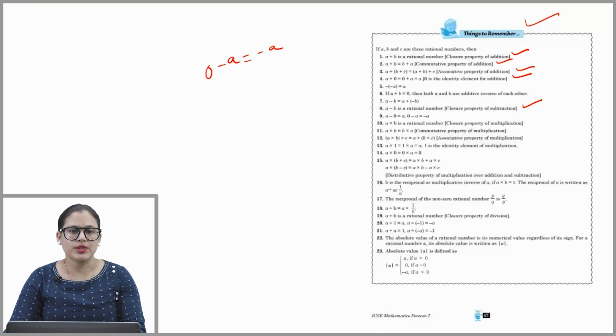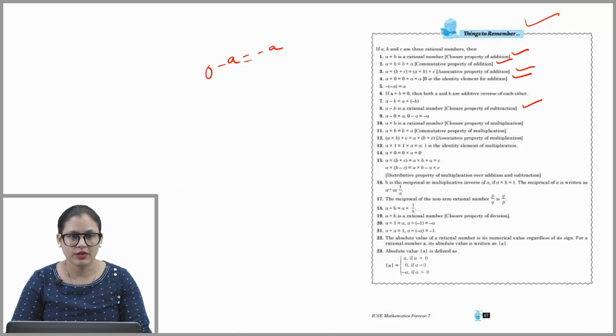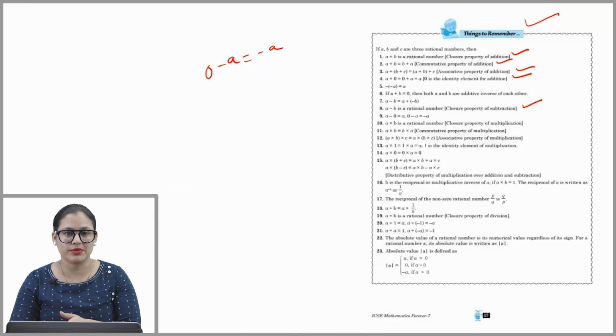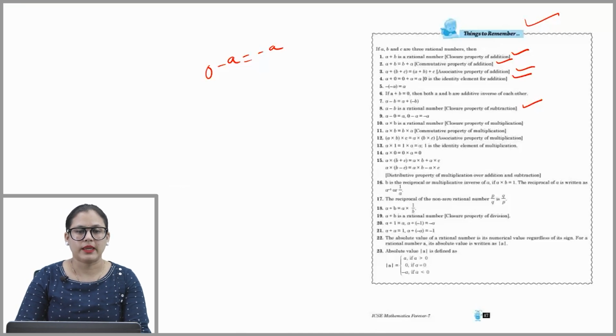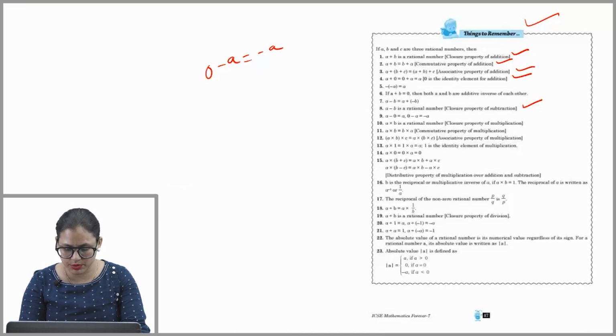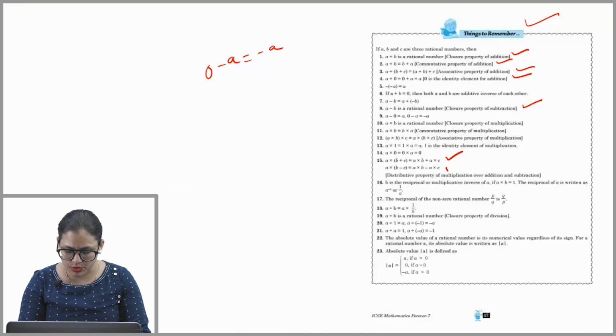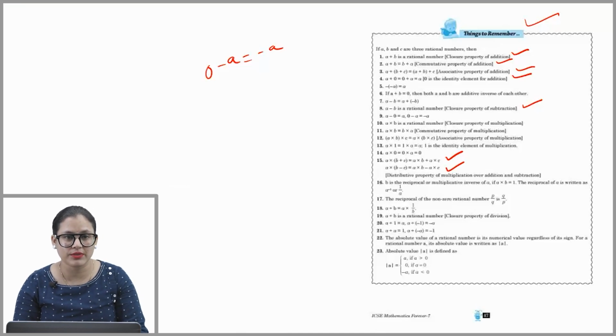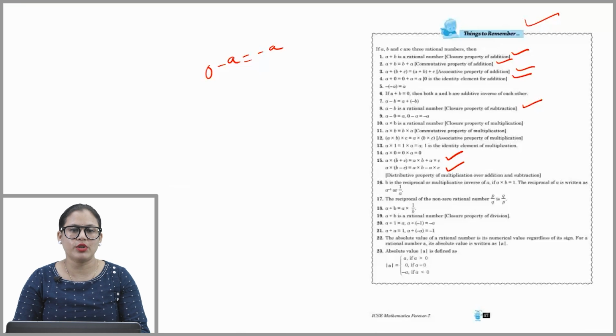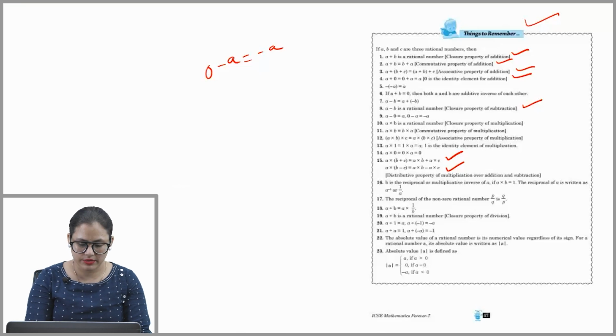13, a into 1 is equal to 1 into a is equal to a. 1 is the identity element of multiplication. 14, a into 0 is equal to 0 and 0 into a is equal to 0. 15, this is the distributive property of multiplication over addition, and this is the distributive property of multiplication over subtraction. 16, b is the reciprocal or multiplicative inverse of a if a into b is equal to 1. The reciprocal of a is written as a raised to the power minus 1 or 1 by a, right?